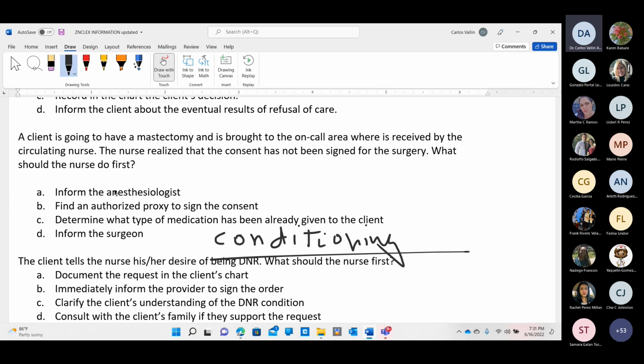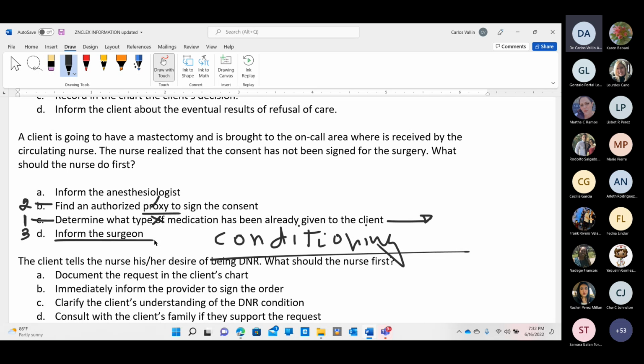Notice that you can do a lot of independent interventions before going to the doctor. So first, you need to do C. If C tells you that the patient is unable to sign because she is already sedated, already out of her mind, then you need to go to 2, because a proxy can give consent. And just if both fail is when you go to the doctor. So the option doctor, surgeon, is the last in this question.